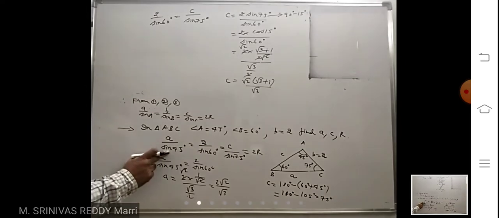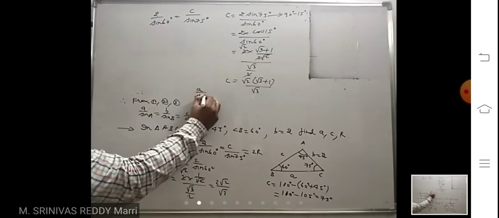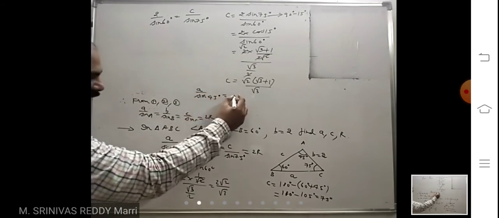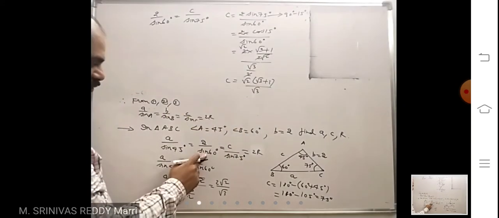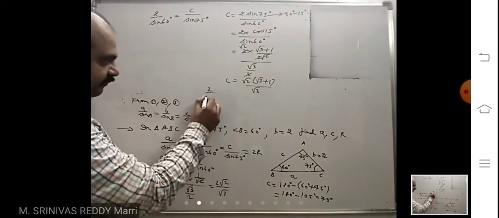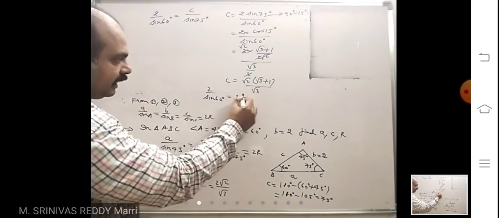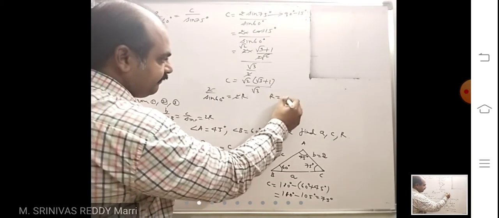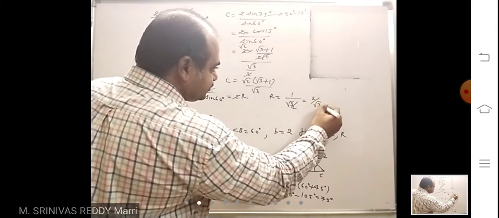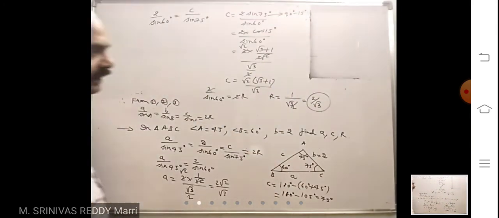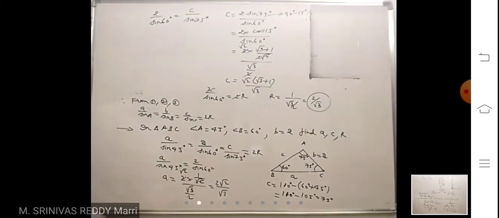And then first one and last one I am equating. A by sine 45 equals 2r. No, this one, this 2 by sine 60, the second one and fourth one equal to 2r. This 2 will get cancelled. Therefore, 1 divided by root 3 by 2. Therefore, circumradius is nothing but capital R equal to 2 divided by root 3.